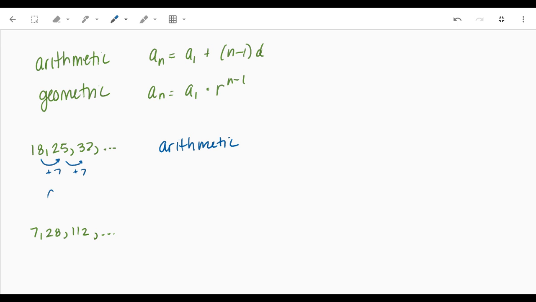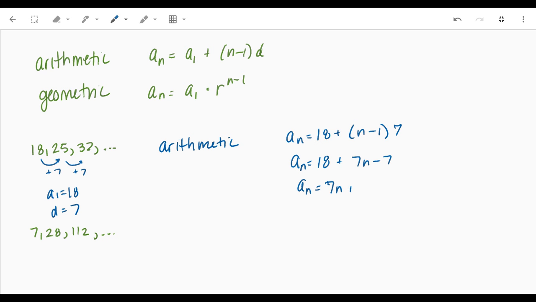The first term is 18. The difference is 7. So a sub n will be 18 plus n minus 1 times 7. We do need to simplify this one. So 18 plus 7n minus 7. So it's going to be 7n plus 11.